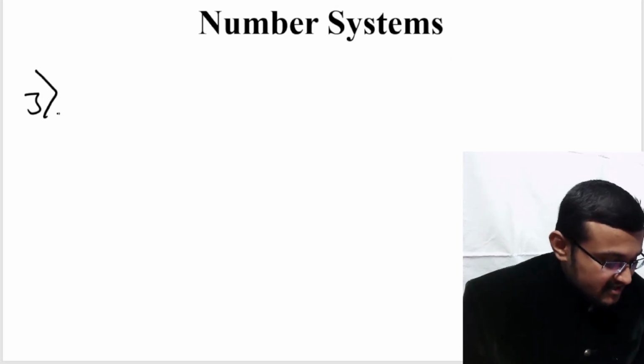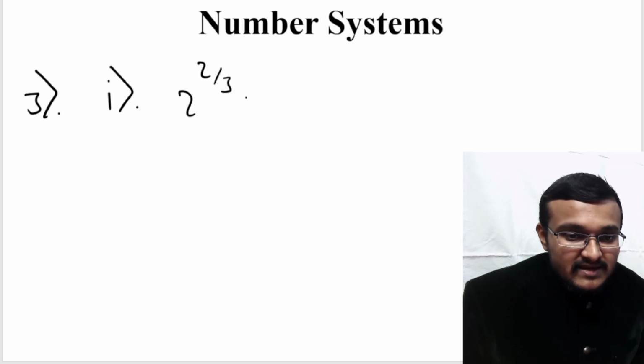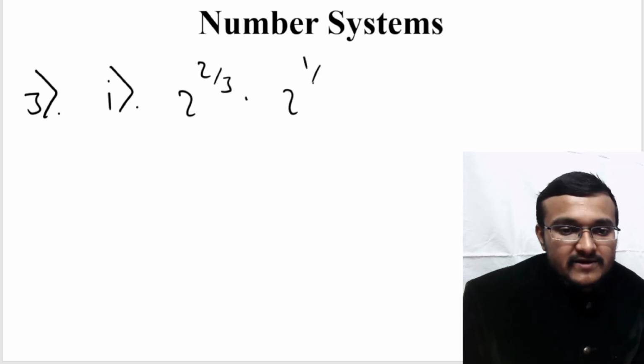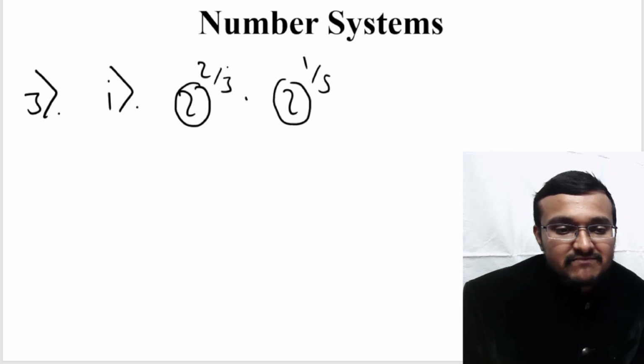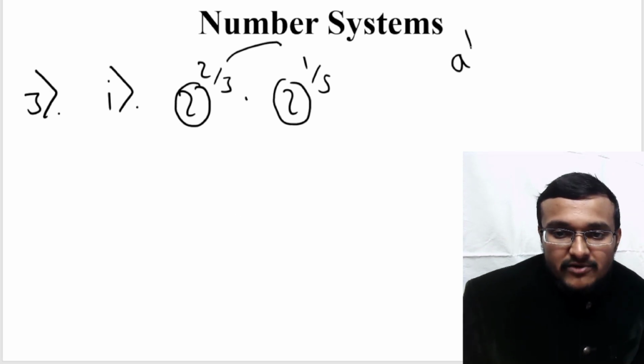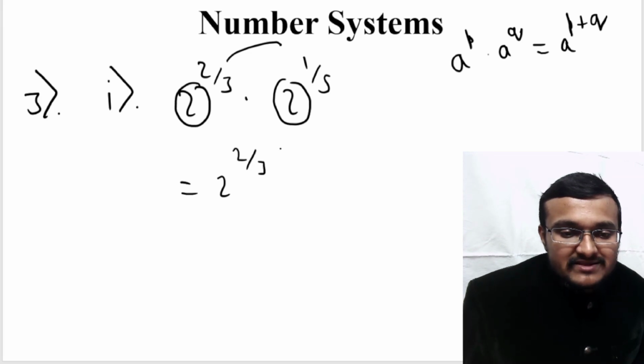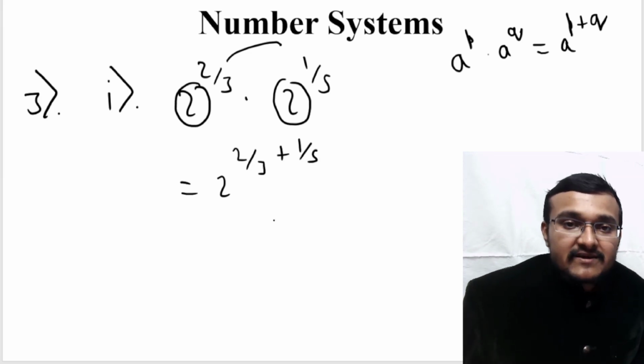Now looking into the third question, here in the first question you have 2 power 2 by 3 multiplied with 2 power 1 by 5. So here you can clearly see the base is the same. So directly you can add the powers, because a power p into a power q is equal to a power p plus q. So this is nothing but 2 power 2 by 3 plus 1 by 5.